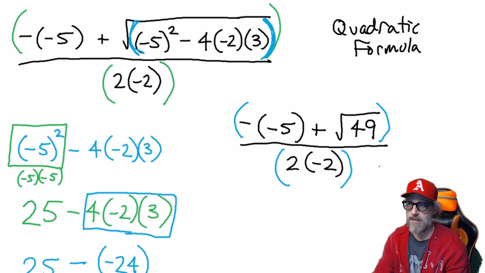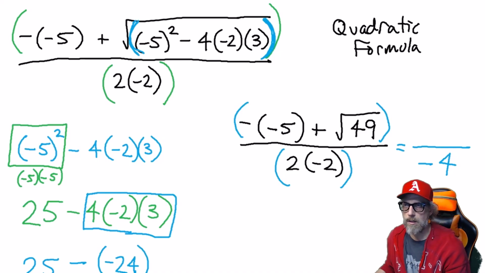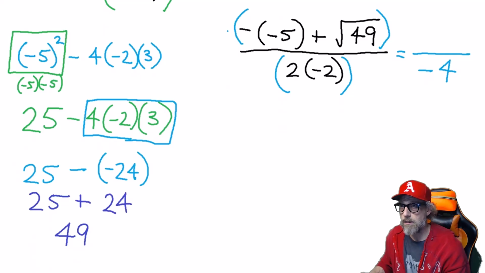You want to just take care of the denominator right now? 2 times negative 2. We can take care of that. That would equal a negative 4. Some pieces here in the numerator. I don't want to get too cluttered, so I'm just going to go to where I've got more space.